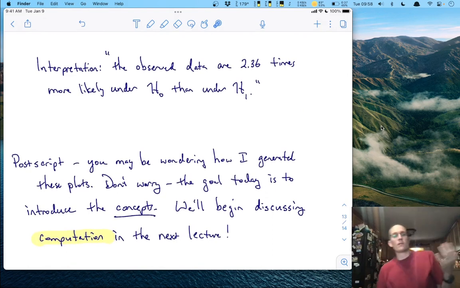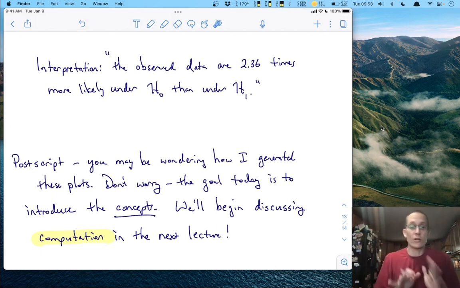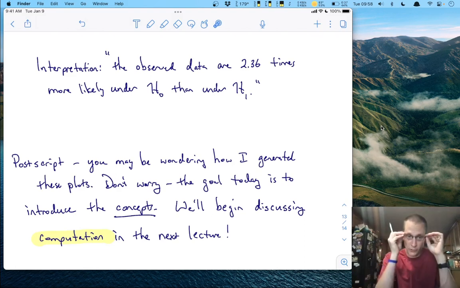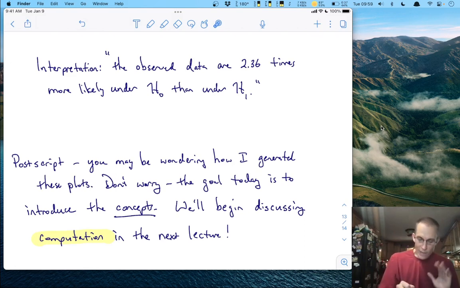So let me just end with a little postscript. You may be wondering how I generated these plots. There's a lot of plots that we use today. And I want to assure you, don't worry. The goal today is not how to do this in R. We would be here for hours if we were doing that. The idea and the goal that I have for us today is to introduce the concepts and the language. We will begin discussing computation of Bayes factors in the next lecture.